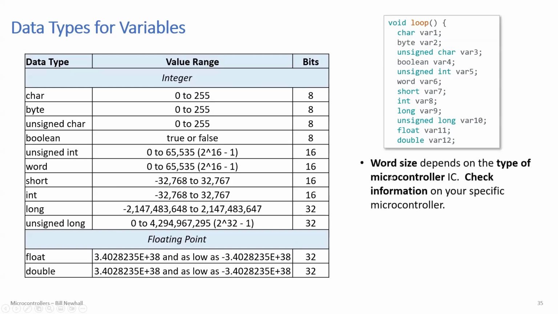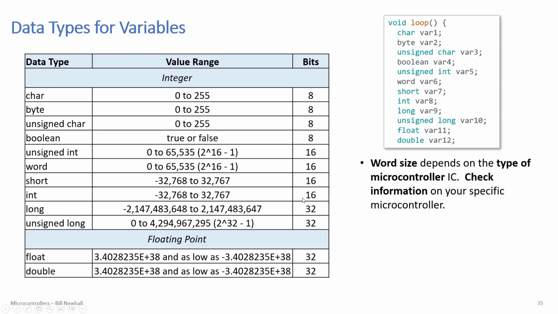Okay, so these word sizes and these types, they depend on the type of microcontroller IC. So check the information on your specific microcontroller, and if you're using a completely different IDE and compiler, check what data types are available.